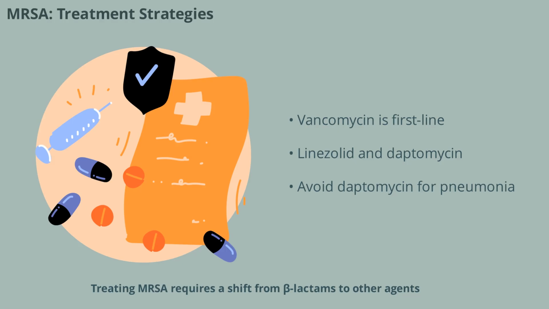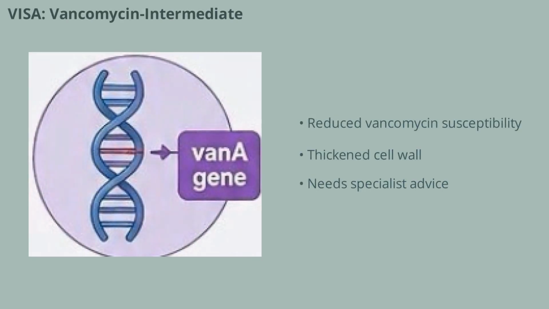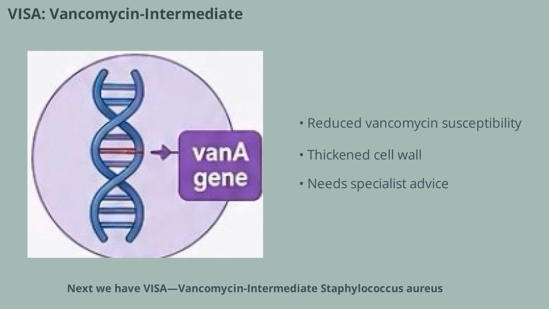Treating MRSA requires a shift from beta-lactams to other agents. Vancomycin is often the first choice, but linezolid and daptomycin are also effective. It's important to note that daptomycin should not be used for pneumonia, as it is inactivated by lung surfactant. New agents may also be considered based on susceptibility results. The key is to tailor therapy to the infection site and the patient's clinical status, always guided by antimicrobial susceptibility testing.